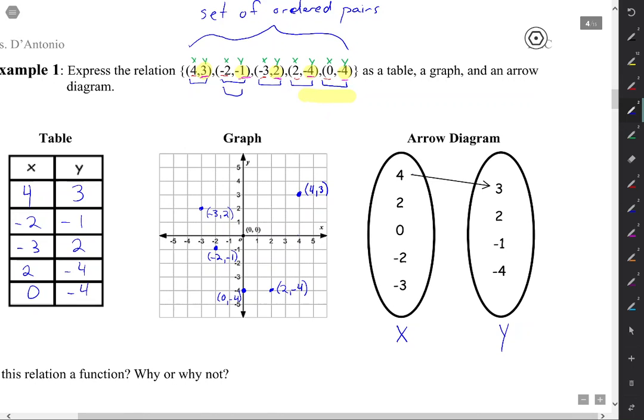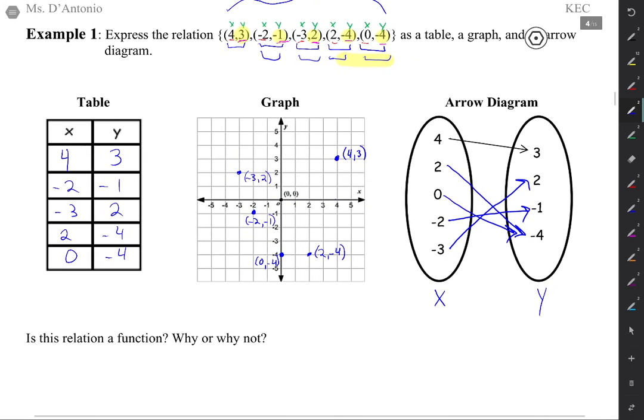So I'm going to go from my -2 x value to -1. Then we have -3 to 2, so I'm going to go -3 to 2. Then 2 to -4, so 2 to -4. And lastly, 0 to -4. And that is the arrow diagram.